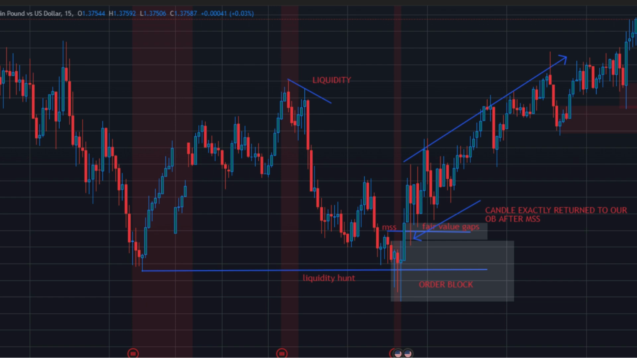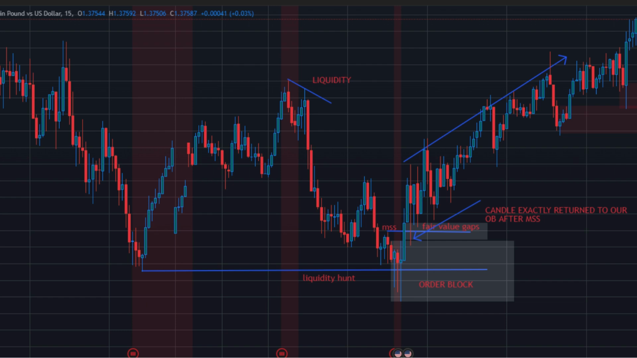Our rule number 3 is that there should be a market structure shift with clear displacement. This means that after forming the last pin bar, the market should form bullish candles with fair value gaps and close above the swing which formed the lowest low of liquidity. Traders, it is important for you guys to understand MSS. I will explain it to you some other time, or you can refer to other YouTube videos for it.